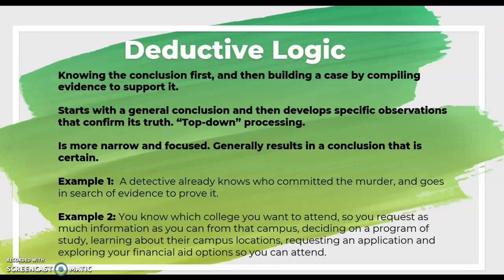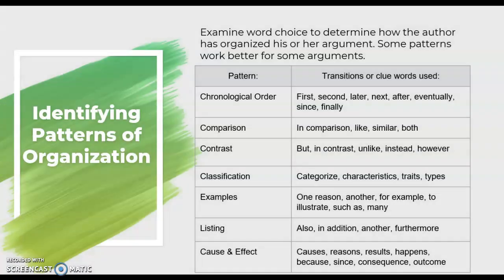And you should be able to determine how an author is organizing their argument by saying whether or not they've started with a lot of evidence and built up to a conclusion, or whether they've first presented the conclusion and then supported it with evidence.